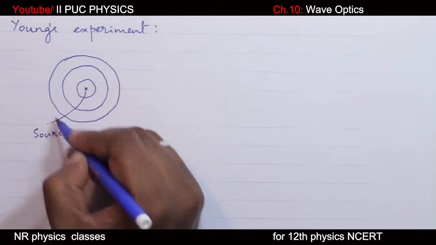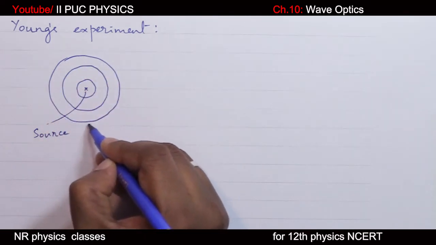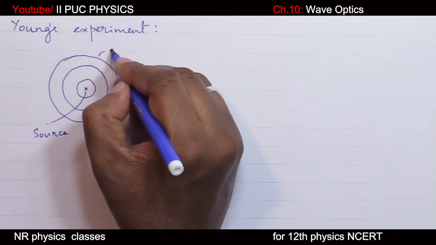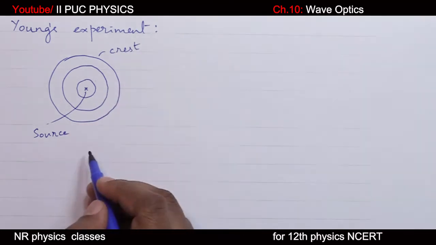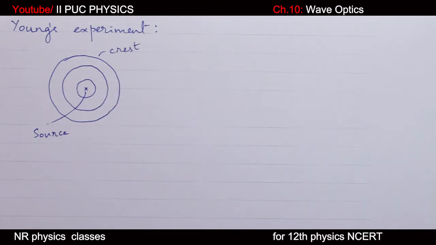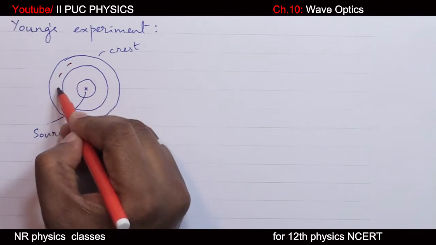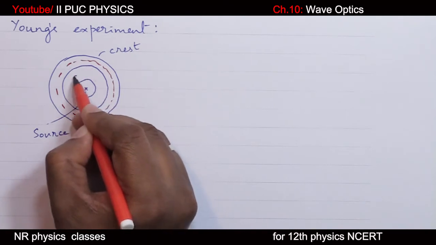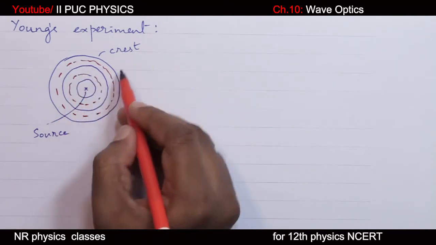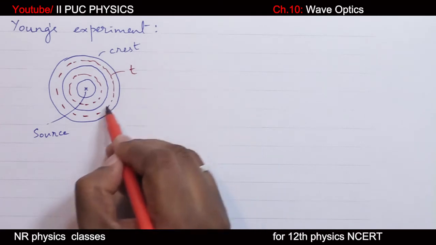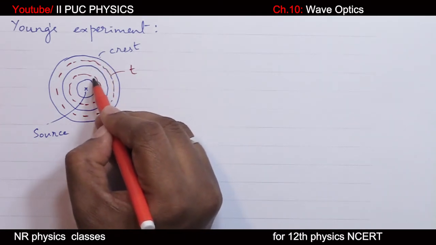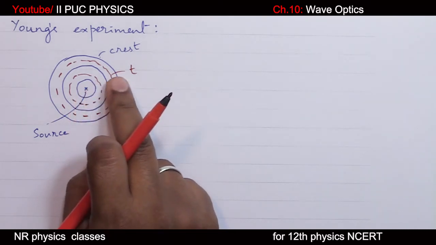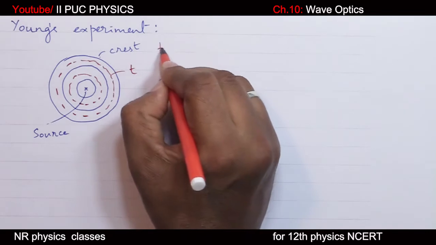What are these lines? These lines are wave fronts, locus of points which are in phase. These are crest points. If I draw dotted line, then in between two crests there should be a trough. So this is trough. Crest, trough, crest, trough, crest. So this is how ripples are observed from top view.